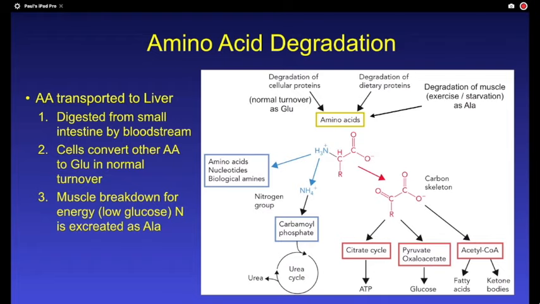Now, the amino acids can be transported to the liver, okay, and they convert mainly a lot of times in the liver, and what they do is they have a two-part degradative process. One part is to take out the amine, and I can do two different things. One, I can create urea, and that's a total waste product.